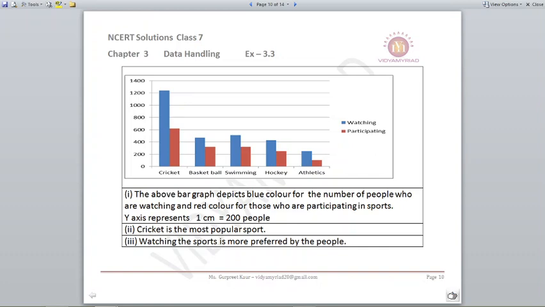And which is more preferred, watching or participating? If you see, watching, your blue, is always up. All the blue bars are up. So we can say that watching the sport is more preferred by the people.